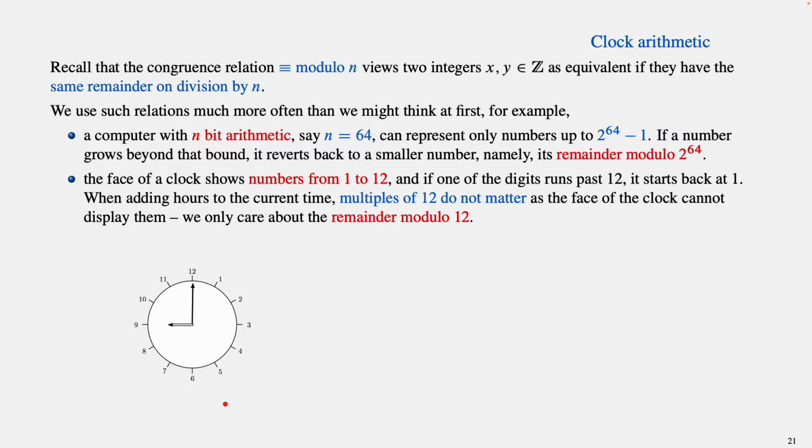So I illustrate this here. We have a clock which at this moment displays 9 o'clock. And if we add 5 hours to 9 o'clock, then, well, 5 plus 9 is 14, but our clock runs past 12, so it points to 2 o'clock. And 2 is exactly the remainder of 14 modulo 12. So the clock doesn't know that we had already 9 o'clock before, it just displays 2 o'clock.